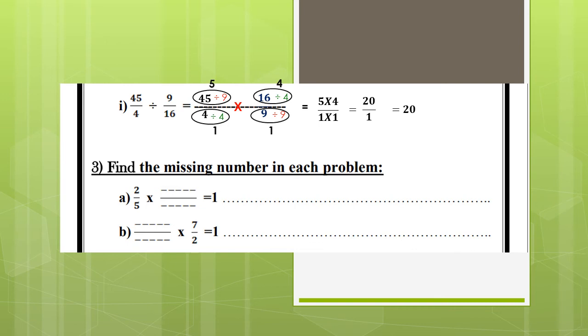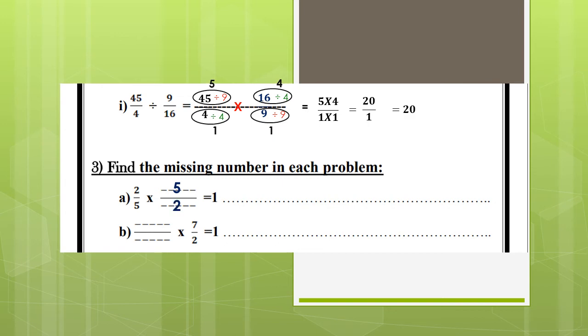Question number 3, they are asking you to find the missing number in each problem. 2 over 5 times what equals 1? As we said, any fraction times its reciprocal will give me this whole 1. So 2 over 5 times 5 over 2 will give me the 1.